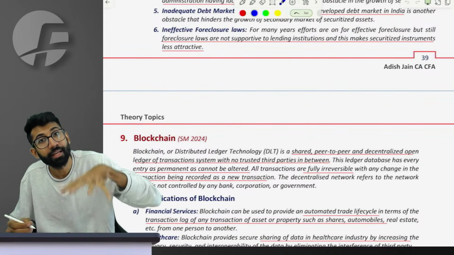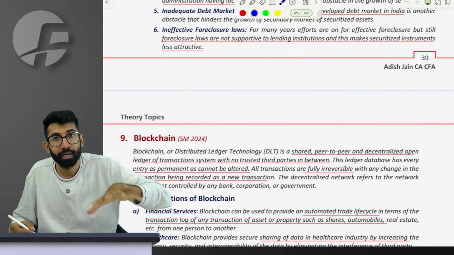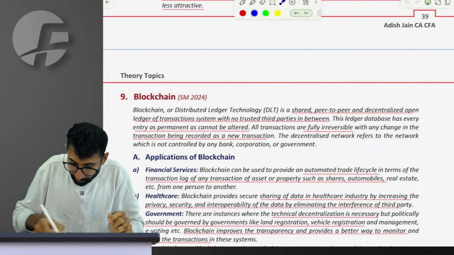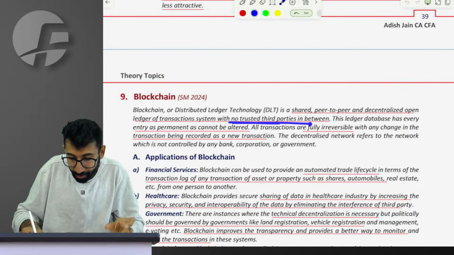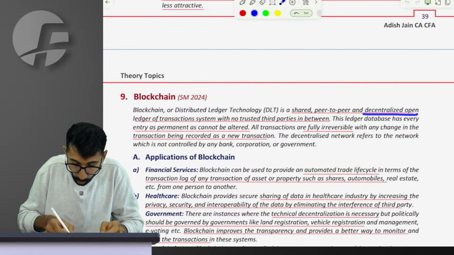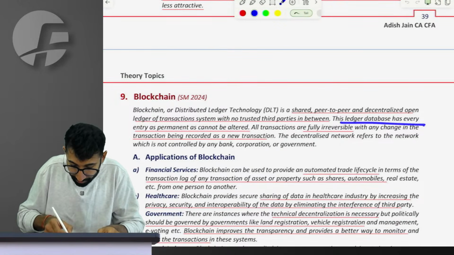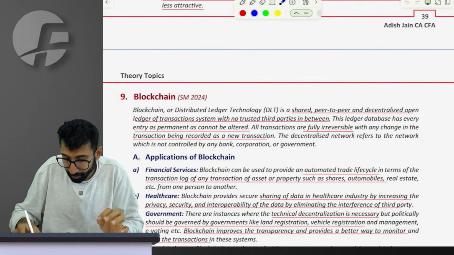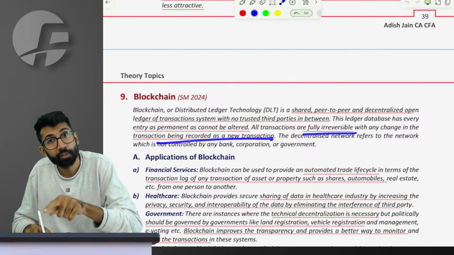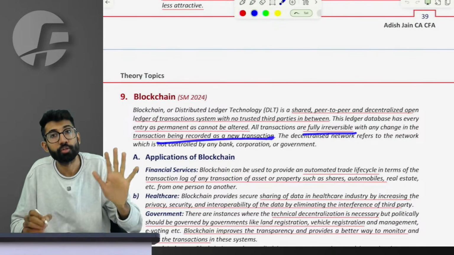So the 99,99,999 data points which are there in the market continue to prevail. So there is no trusted third party in between. It is a shared peer-to-peer, decentralized, open ledger accounting system, a transaction recording system that everyone manages. This ledger has every entry as permanent, cannot be altered, fully irreversible. Any transaction you do to alter the old is recorded as a new transaction. So alteration is also recorded.